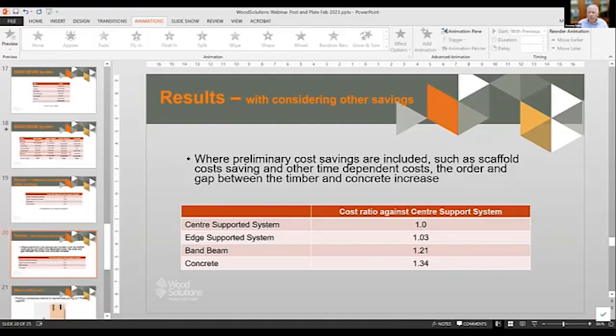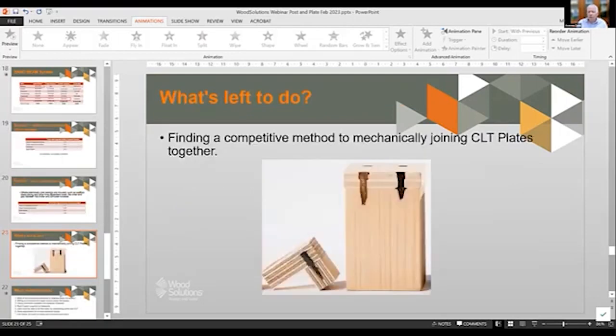So with all of that, we think these types of systems are really the future. They need a lot more work in establishing the bona fides, but we do think there's something to it. But as Perry alluded to, we do have one issue left to do, and that's to find a competitive method of mechanically joining CLT. Ideally where we wanted to get to would be like a welded wood connection, but we weren't able to do that.